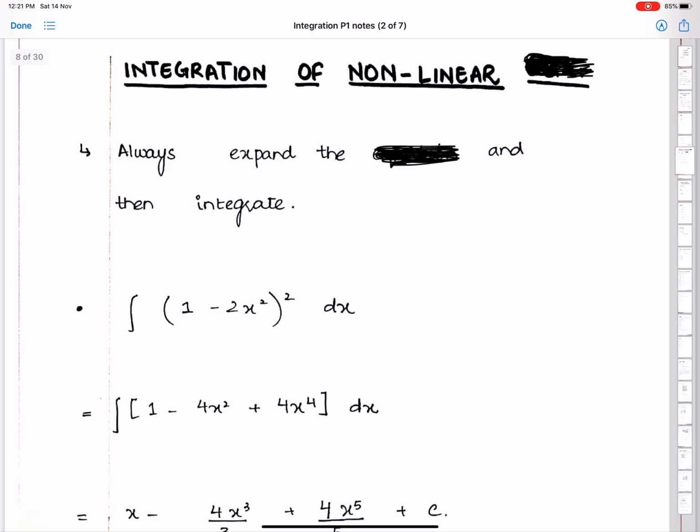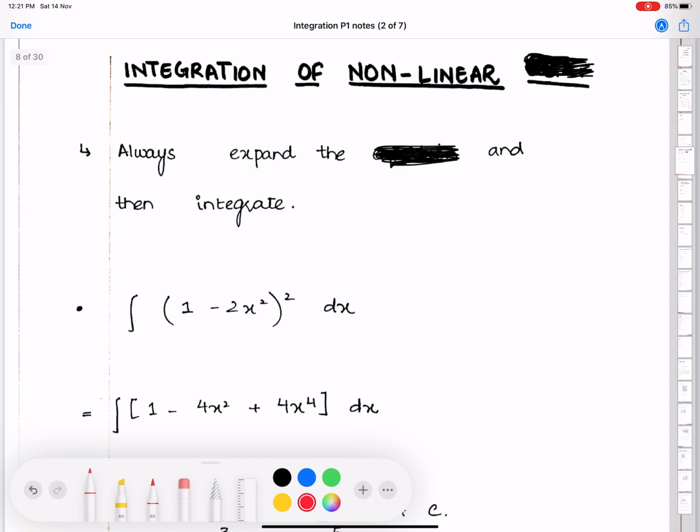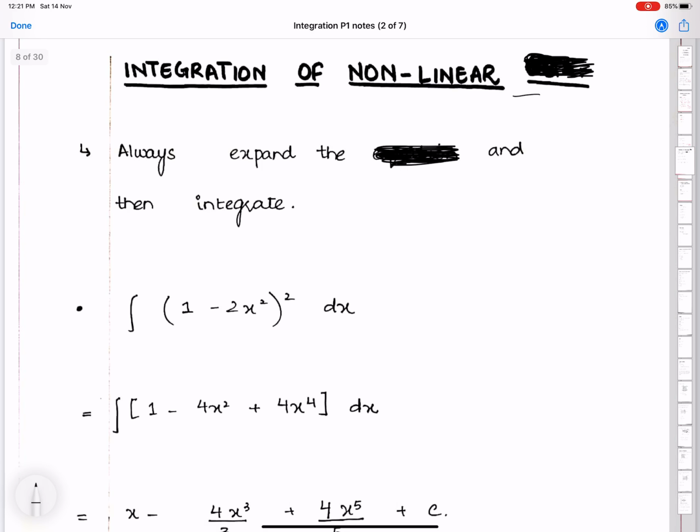Integration of non-linear functions. Always expand the function first and then integrate it. This is the hint.